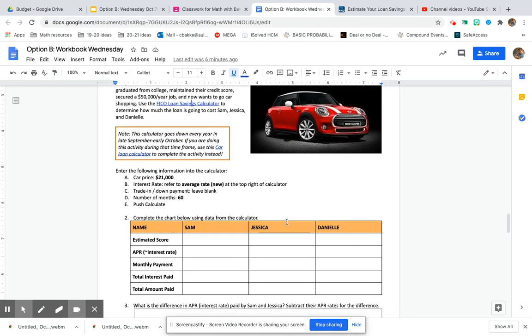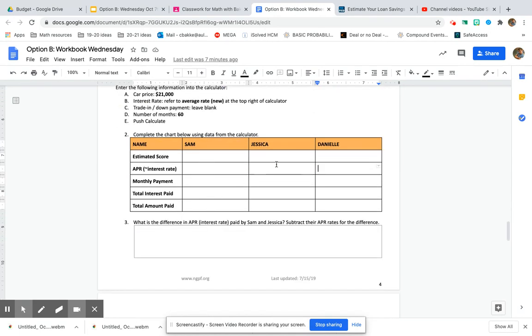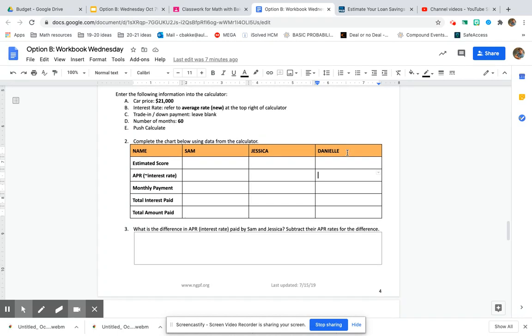So we are going to assume that you are going to buy a new car for $21,000. The interest rate, which is the same as the APR, you'll need to type in, because the website is going to look up current interest rates right now based on Colorado's credit scores. We are going to leave the trade-in or down payment blank. The number of months for the loan, we're going to choose 60. Then we're going to push calculate to get all of these numbers in order to decide how much Sam, Jessica, and Danielle are going to have to pay for this car.